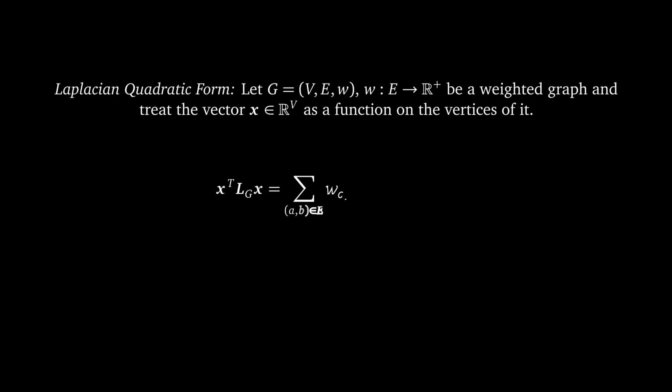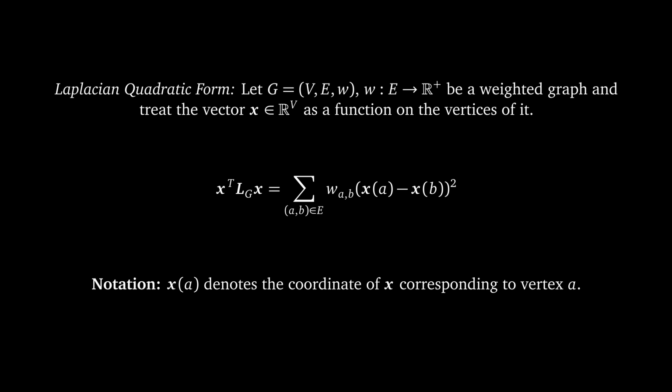Echoing Arjan's section about the Rayleigh quotient, we can actually define something called the Laplacian quadratic form, where we're really considering a vector as a function on the vertices of the graph, where each component of the vector corresponds to the enumerated vertices of our graph.